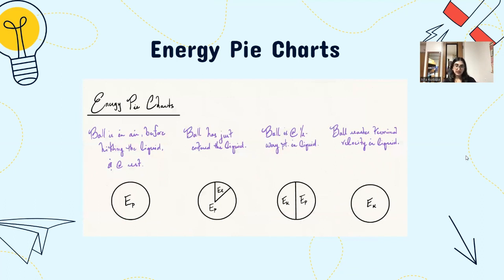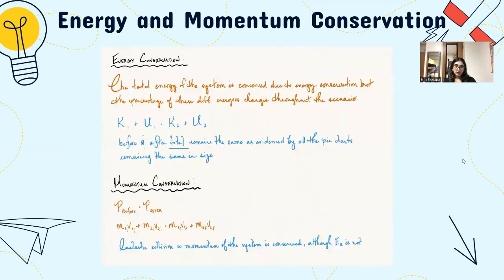These are energy pie charts. There's 4 of them depicting the different percentages of energy as it starts from when the ball is in the air before it hits the liquid and when it's at rest, and then all the way through when it reaches terminal velocity in the liquid. So in regards to energy and momentum conservation, the total energy of the system is conserved due to energy conservation, but the percentage of these different energies changes throughout the scenario, which is what I just talked about in the last slide. And then momentum is also conserved for the system.